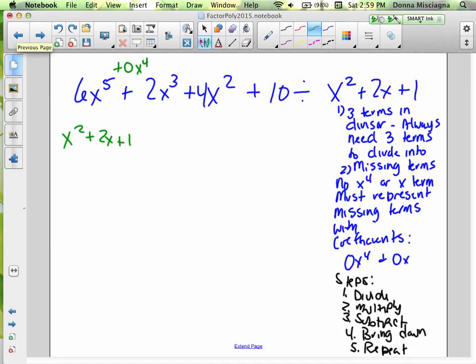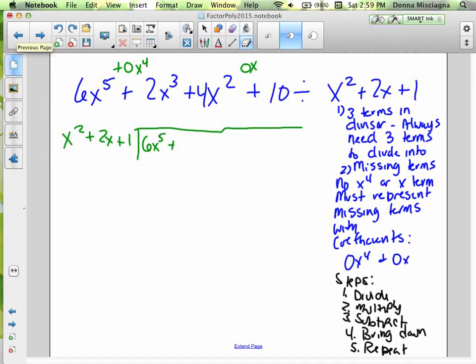And are we missing anybody else? Yes, we are. We don't have an x term, so we have a 0x. If we were missing somebody in the divisor, we would do the same thing. We'd represent them with a coefficient of 0. So, missing terms, no x to the fourth or x term: you must represent missing terms with coefficients of 0x to the fourth and 0x. Otherwise, everything else is exactly the same when you divide by 3 terms as 2 terms, and when you divide into something that has some missing terms. So we're going to have 6x to the 5th plus 0x to the 4th plus 2x cubed. I even wrote it up there so I would not forget it.